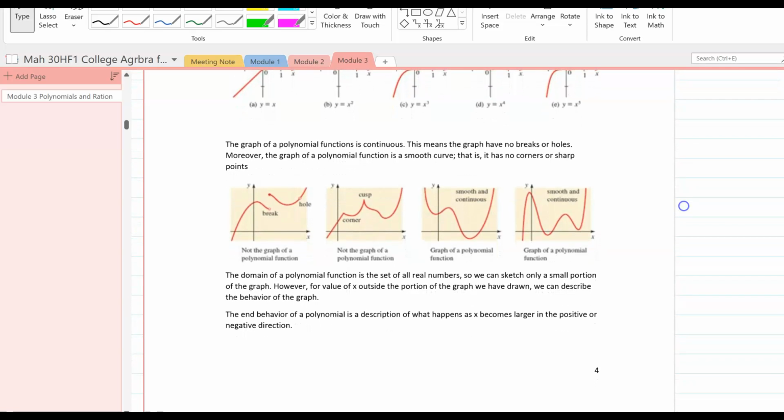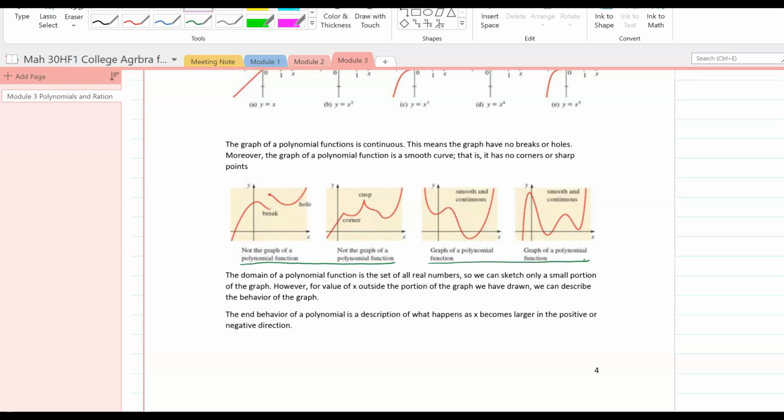Well, the graph of a polynomial function is continuous. This means that the graph has no break or hole. Moreover, the graph of a polynomial function is a smooth curve, that is, it has no corner or sharp point. So you can see the difference between the graph of a non-polynomial function and the graph of a polynomial function. The domain of a polynomial function is the set of all real numbers.